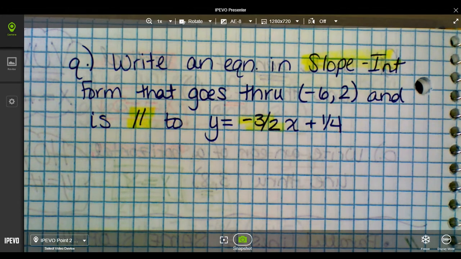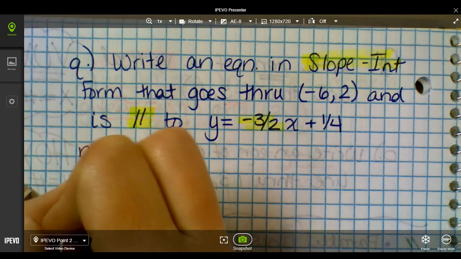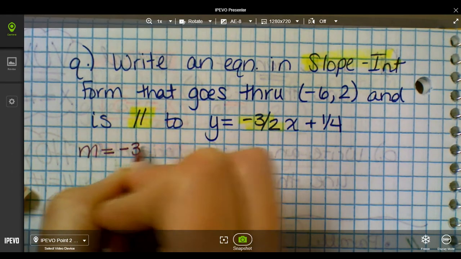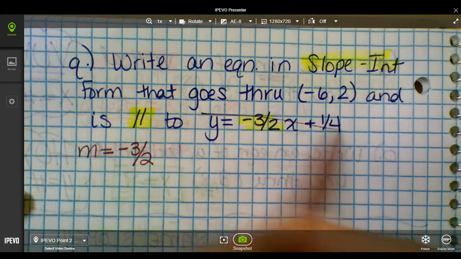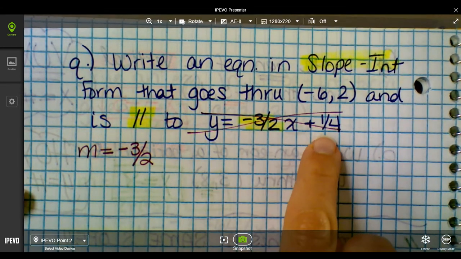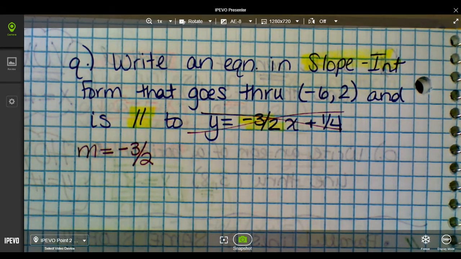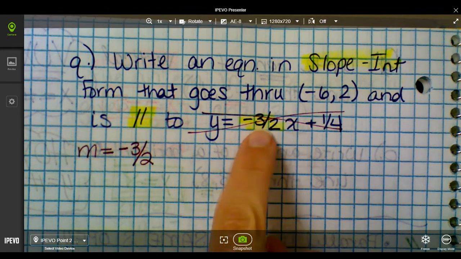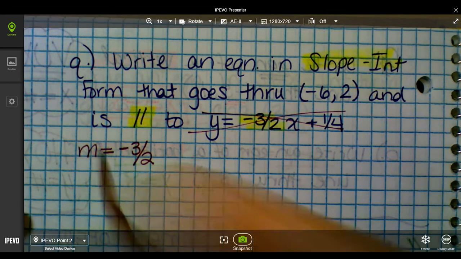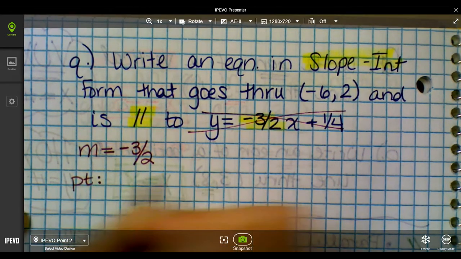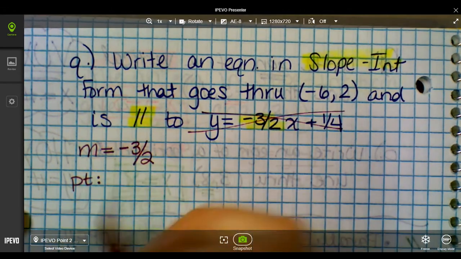I want to write down what I have. So if I want it parallel to that slope, that means I want my slope of -3/2. And once I have that, this line means nothing to me anymore. So this 1/4 has nothing to do with anything that we were doing over here. I use it for its slope and then I toss it out. That equation means nothing to me anymore. And then I just need to know what my point is that I'm dealing with. I'm dealing with -6, 2.